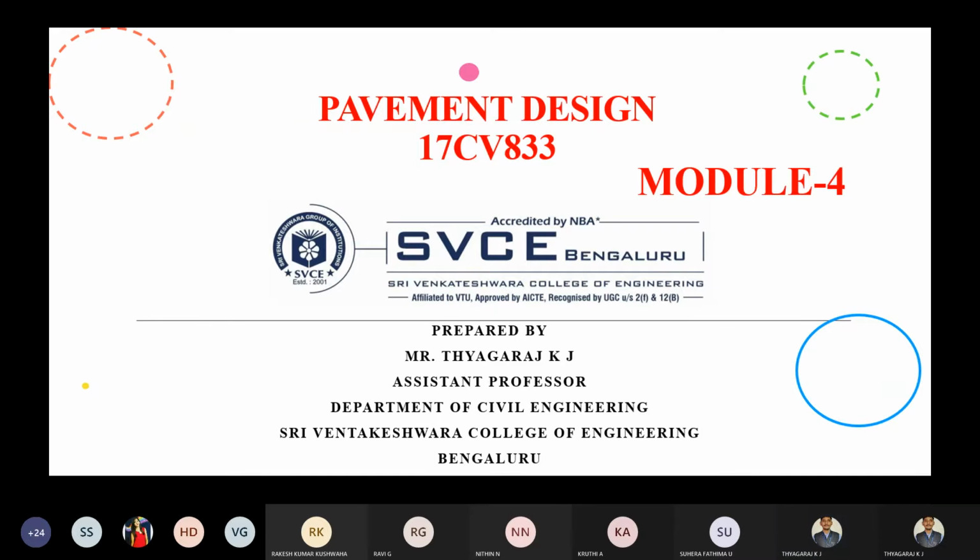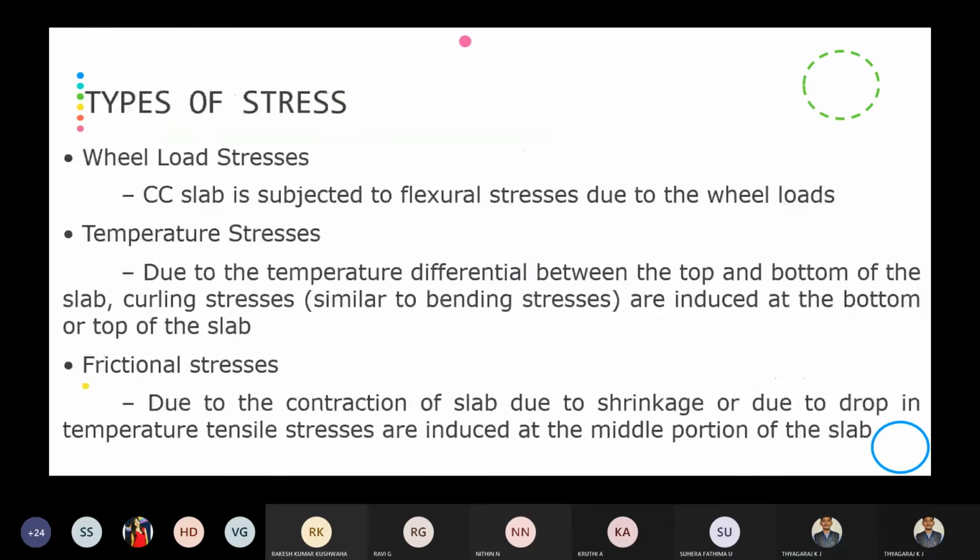So these are the three types of stresses which we are going to encounter. That is wheel load stresses, temperature stresses, then frictional stresses. These are the types of stresses that we are going to consider in the rigid pavement.